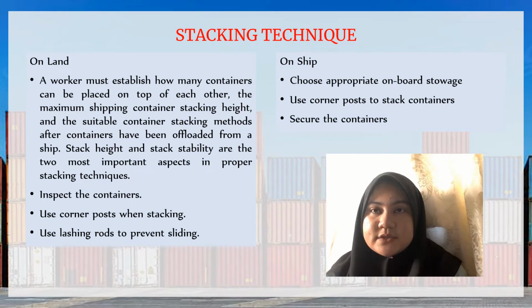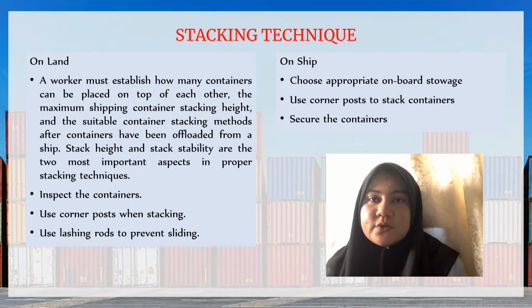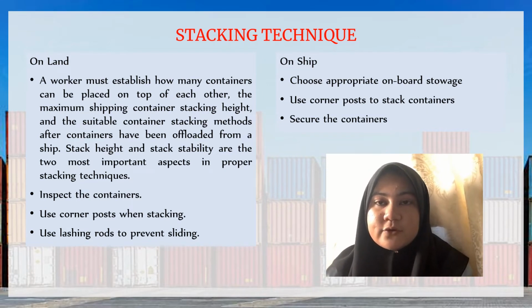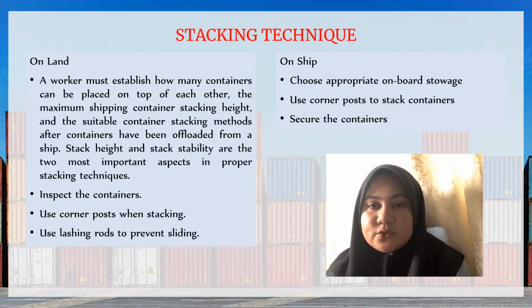Next is using corner posts when stacking. Containers should be placed corner to corner for best stability. The four corner posts of a container should line up with the corner posts of the container above and below it. When stacking containers of different sizes, such as 40-foot and two 20-foot containers, the larger 40-foot container should be placed on top, as putting the two smaller containers on top will increase the chance of the stack falling.